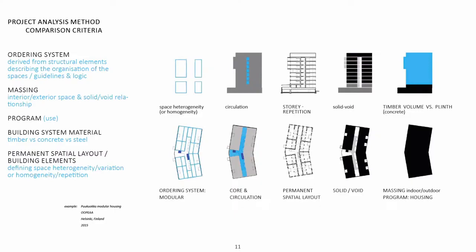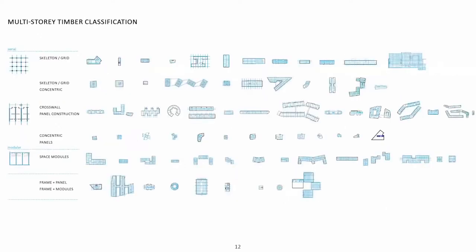But in this presentation, that won't be really touched upon since it's really at a detail level and not really visible in drawings. And of course, looking at the permanent spatial layouts. So what are the space variations possible and how repetitious or heterogeneous the spaces are, as you can see on this one example.